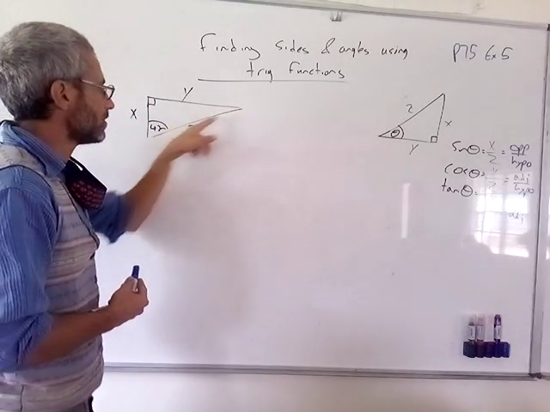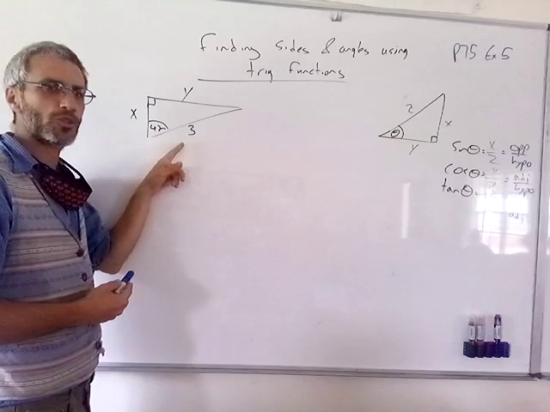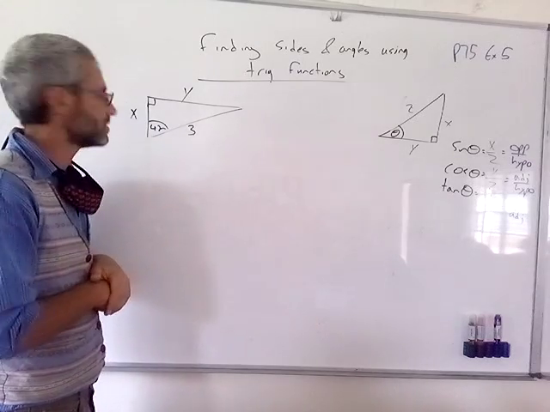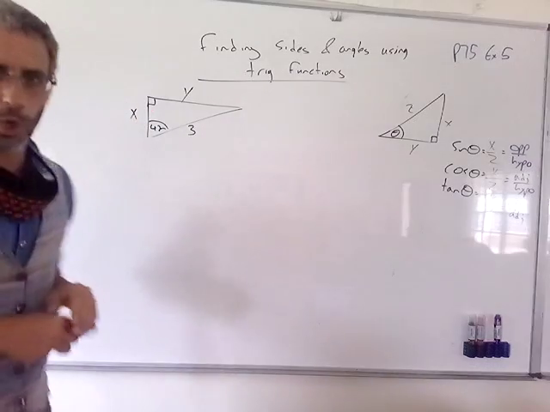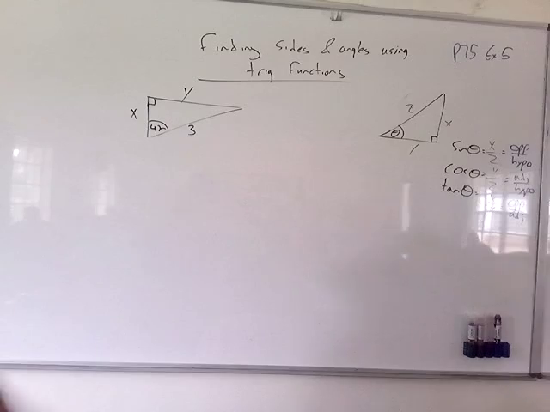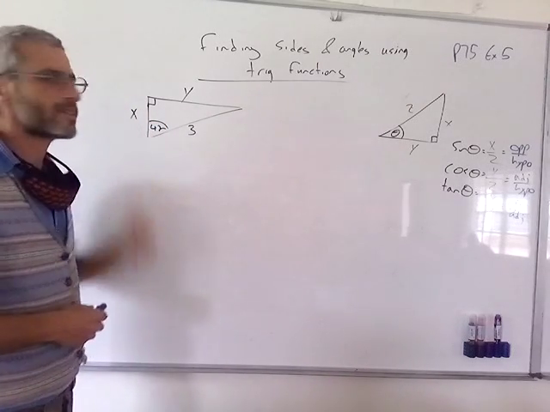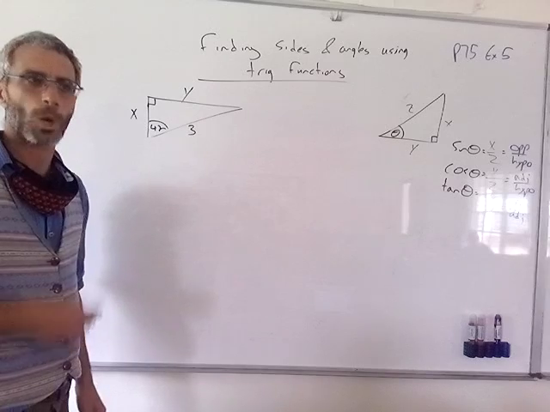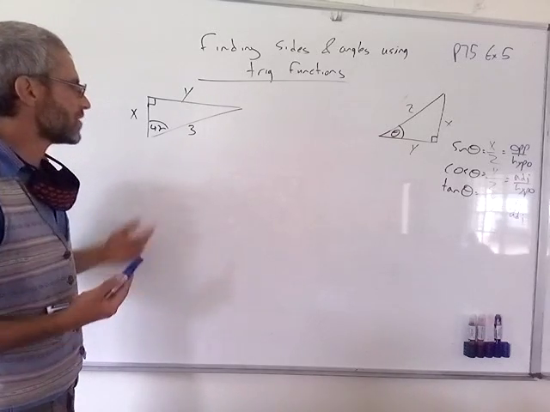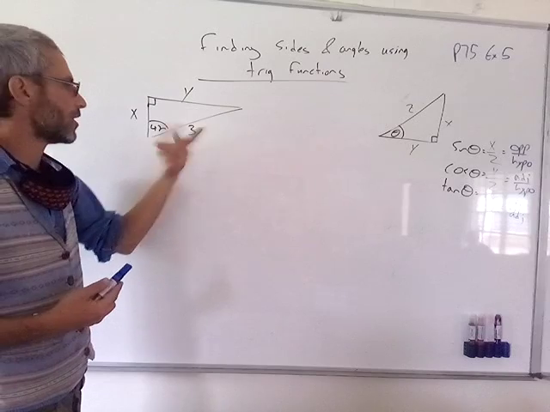Now, I know the hypotenuse is 3 centimeters, meters, whatever. And I know that the angle here is 42, and I want to find x and y. I want to actually find that. Now, if you think about it, until you learn trig, you could never do that.